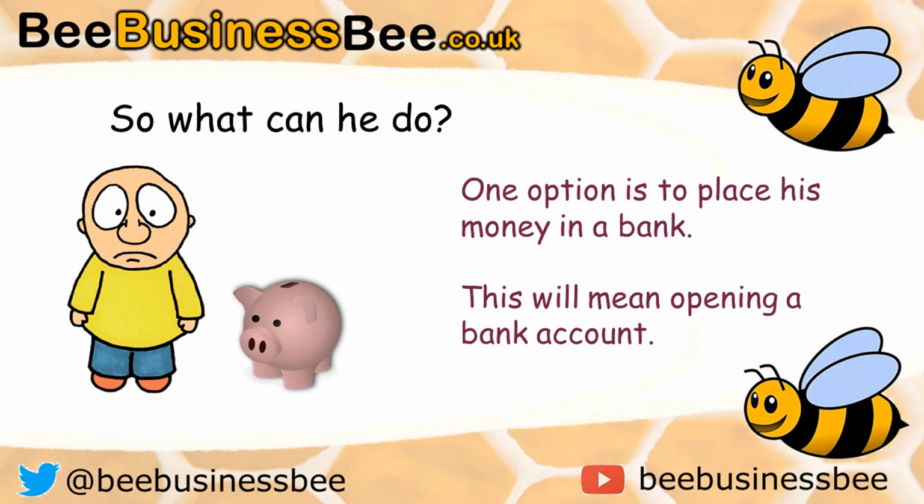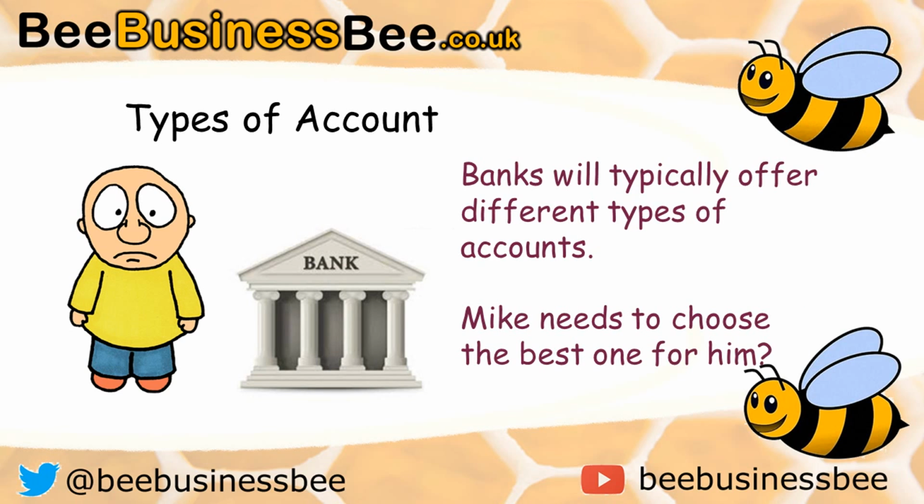So what can Mike actually do about inflation? Well, one option is to place his money in the bank, but that will mean he needs to open a bank account. And why would placing his money in a bank help him? Because most bank accounts start to pay interest. Now, when he goes to the bank, Mike is going to find that the banks offer different types of accounts. Now, Mike needs to choose the best account that's going to suit his needs personally.